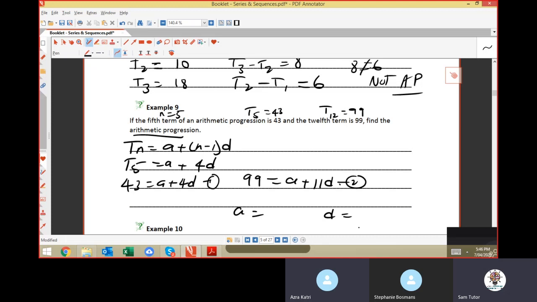I got D equals 9, A equals negative 16. Beautiful. And then, of course, if it says find the AP, you have to actually start with negative 16 and just add 9 a few times.